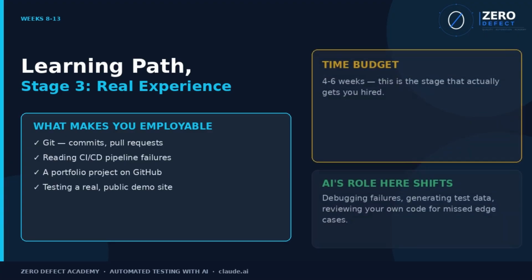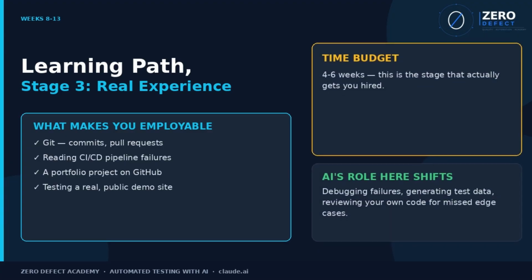This is also where you start using AI for more than script generation: debugging failures, generating test data, and reviewing your own code for edge cases you missed.